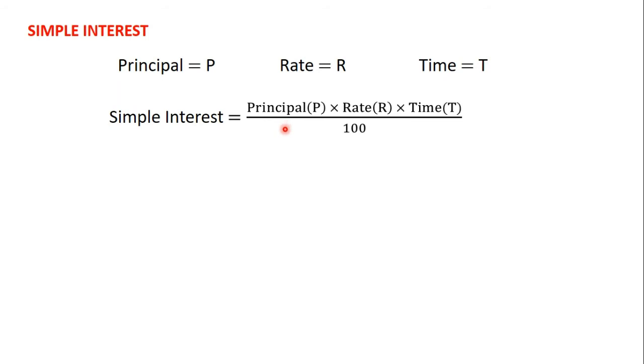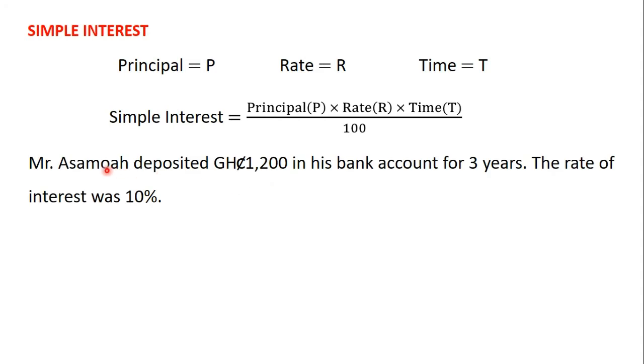Now let's apply this formula to solve the question and see if we will get the same answer as we had before. Once again, the question is, Mr. Samoa deposited 1,200 Ghana cedis in his account for 3 years. The rate of interest was 10%. So the principal P is 1,200 cedis. The rate of interest is 10% and the time is 3 years. So we are going to substitute these three pieces of information into the formula.